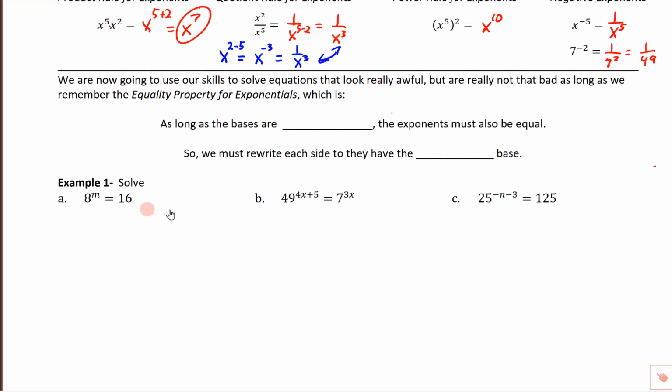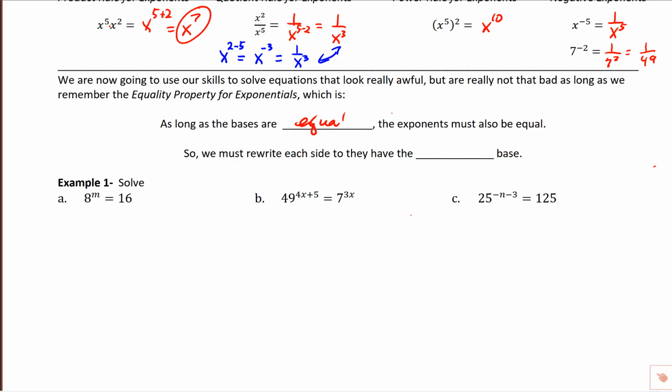And let's come down here and let's take a look at these examples. So what we want to be able to do is solve equations that look like this. You'll notice that we've got an exponential, at least on one side, if not on both. And we want to use the equality property of exponents. So the equality property of exponents says this. Basically, as long as the bases are equal, then the exponents must also be equal.